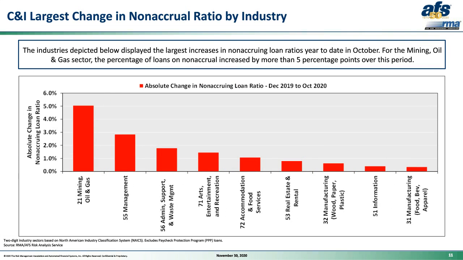Here's another look at the non-accruals by industry. For this chart, we looked at the percent non-accrual for each industry for December 2019 versus October 2020 and show the sectors with the largest changes. This is just an easier view of what was on the previous slide. As we mentioned, mining, oil, and gas increased the most, followed by management and admin support. And on the next slide, we'll go a little deeper into the subsectors.